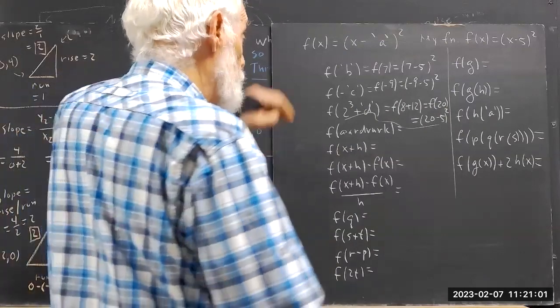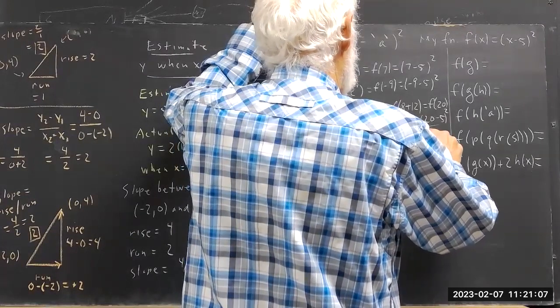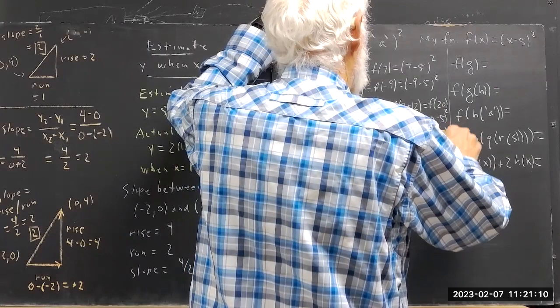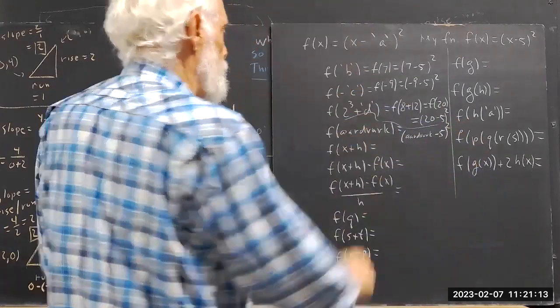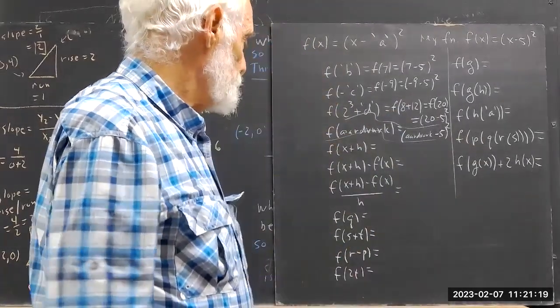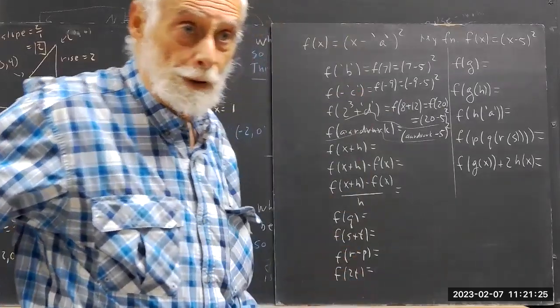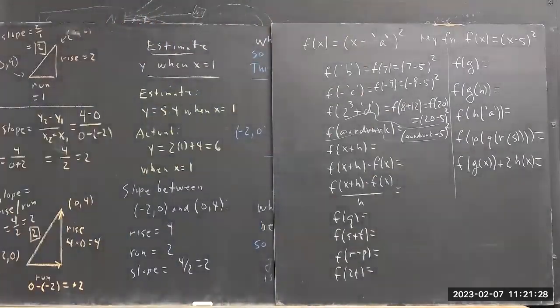When I get down to f of aardvark, that's one step, that's just aardvark minus 5 quantity squared. Okay. So you just do a direct substitution. You do one step on each of these. In other words, once you've replaced x by whatever is in the parentheses, you're not done, but you're done with what I want you to do right now, okay? And then we'll see where we go with that.